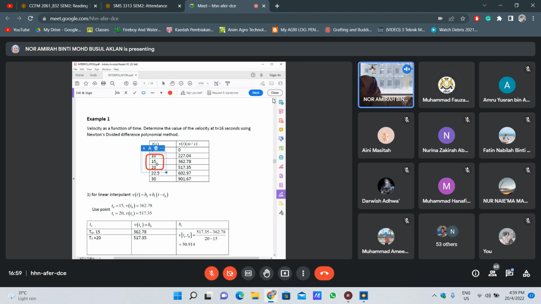And then for cubic, how many do you need? 4. Okay, 4. So you can choose from here. So you need to put until here. So you need 4 points. If the question asks you to find the velocity at t equals to 16 using cubic interpolation, meaning you have to take 4 points. Understand, class? So this is the first example you need to do. If it does not say, then you have to use 3 methods, which are linear, quadratic and cubic interpolant.